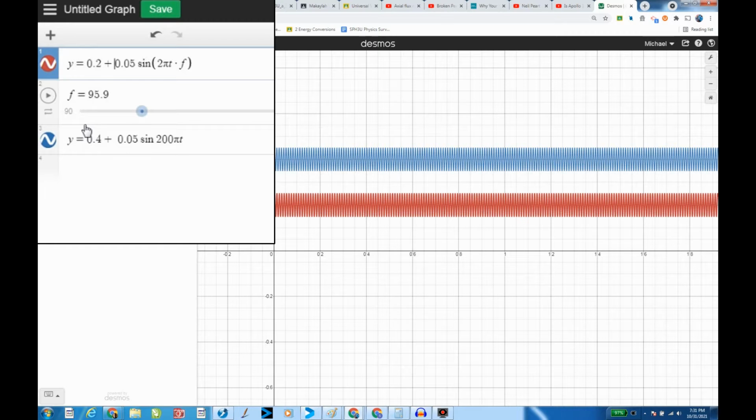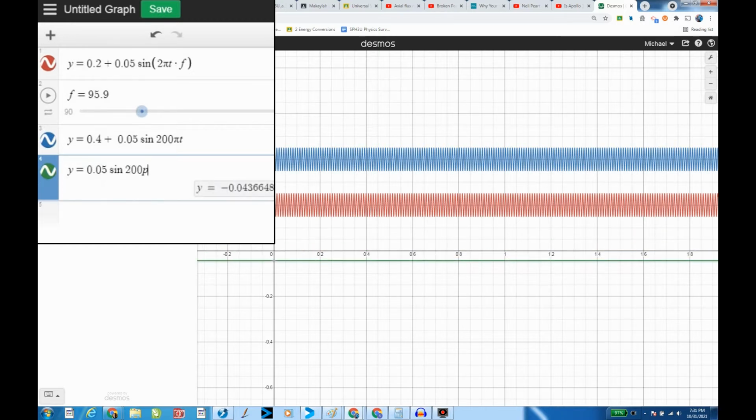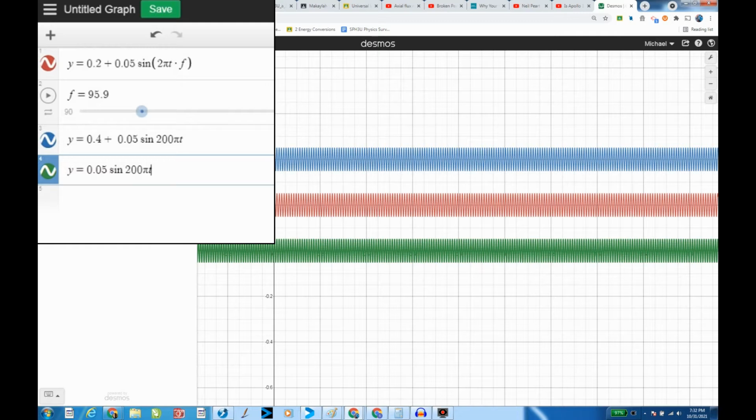Now it's up out of the way. We've just shifted it up the axis. And I'm going to add them up on the 0 axis. So I'm going to put these two waves together, but without this leading term. So right in here, I'm going to write y equals 0.05 sine 200 pi t.